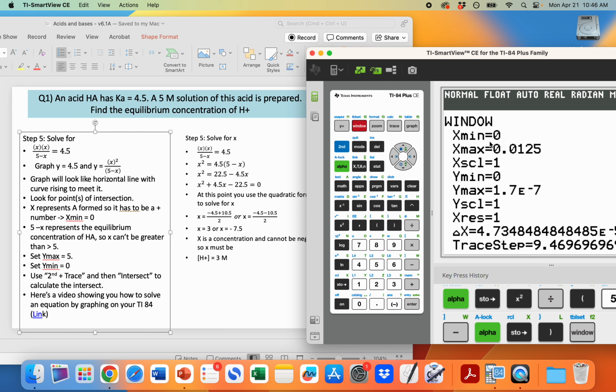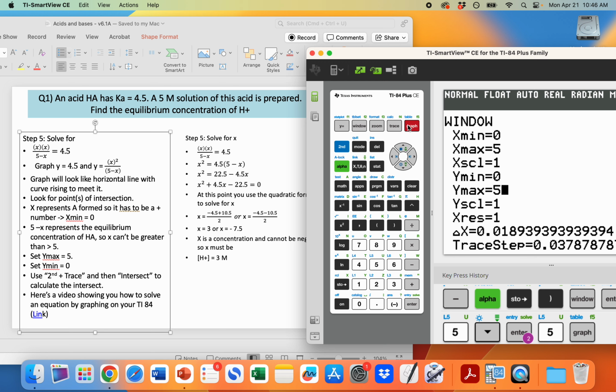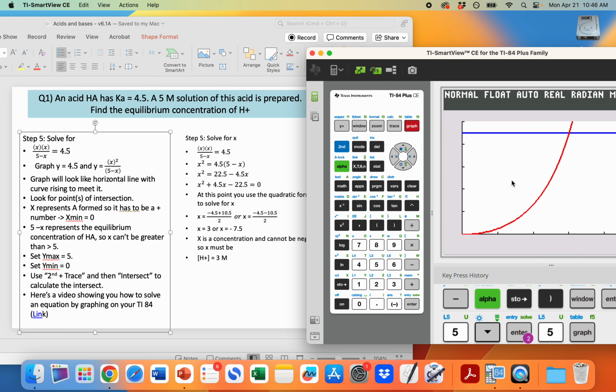Okay, and then I'm going to set the window. So x min is equal to 0, x max, I'm going to set it to 5. Y min is going to be 0, y max I'm going to set to, we said 5. Okay, so let's graph it. Good, so we've got a horizontal line, a curve rising to meet it. So we're trying to look for that intersection.